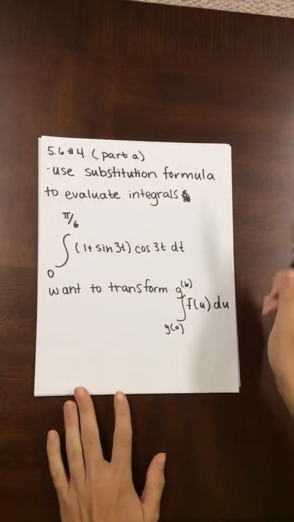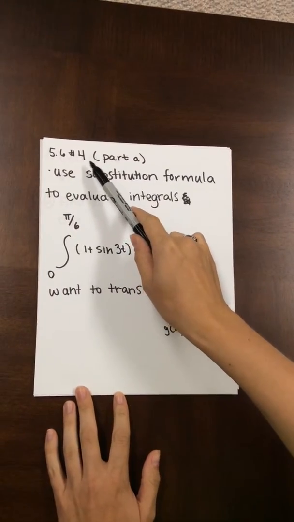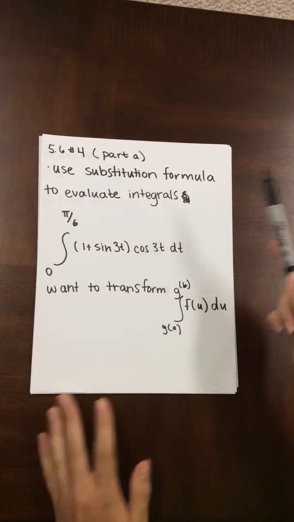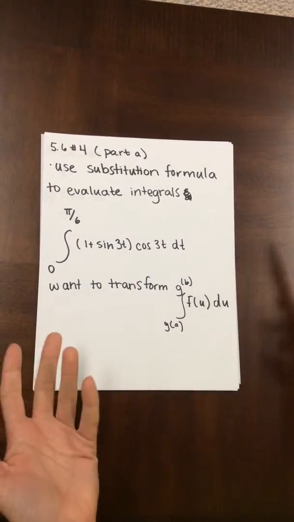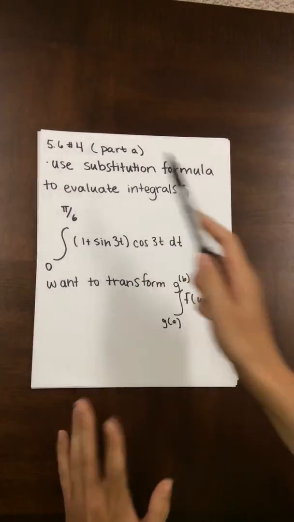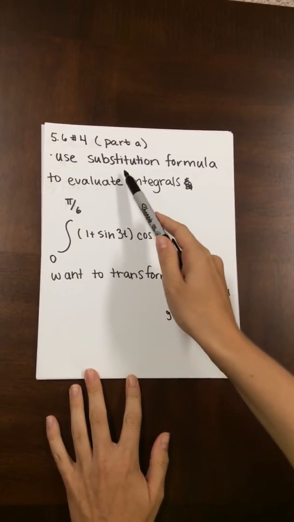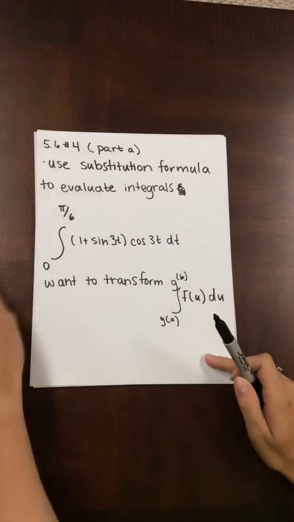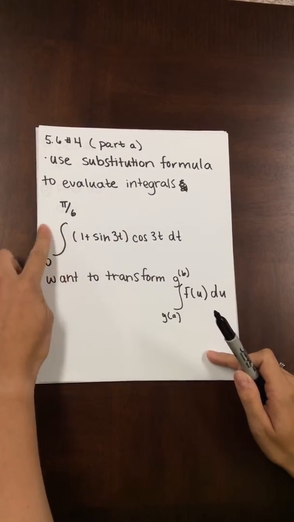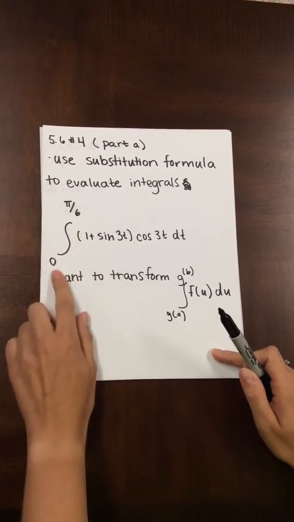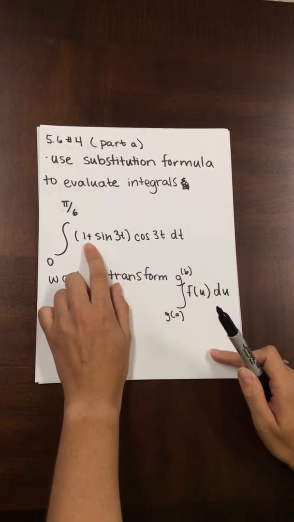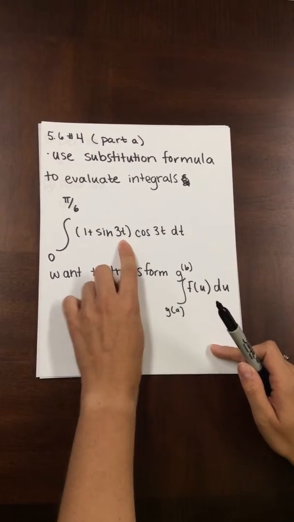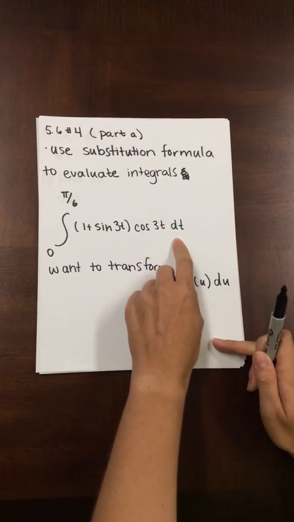Today I will be doing problem 5.6 number 4. I'm doing part A. I'm not doing part B because it's just doing the same thing twice. The problem asks us to use the substitution formula to evaluate integrals. They give us the integral from 0 to pi over 6 of (1 plus sine 3t) cosine 3t dt.